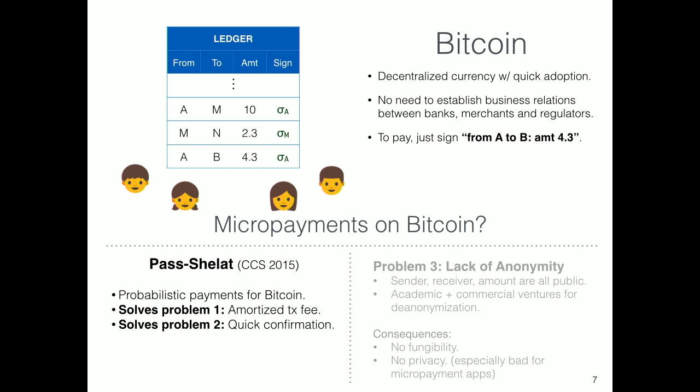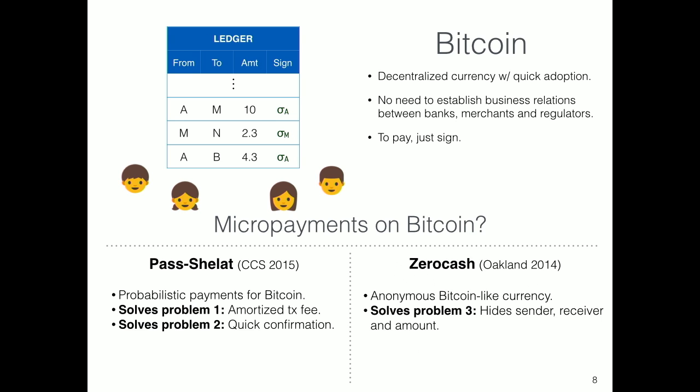OK, so this solves the first 2 problems, but we're still left with anonymity. And a separate work called Zerocash at Oakland a couple of years ago solves the third problem. It creates an anonymous, decentralized Bitcoin-like currency, which hides the sender, receiver, and amount of every transaction completely from anybody looking at the ledger. But it doesn't solve the first 2 issues. So you still have slow transaction confirmation and high transaction fees.